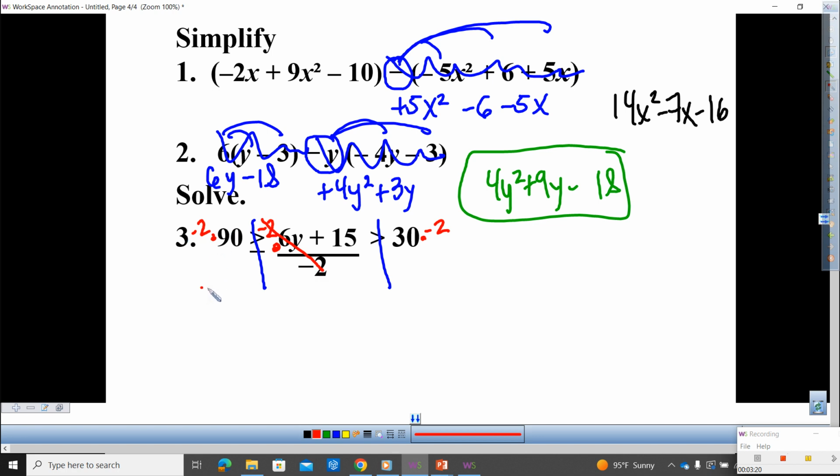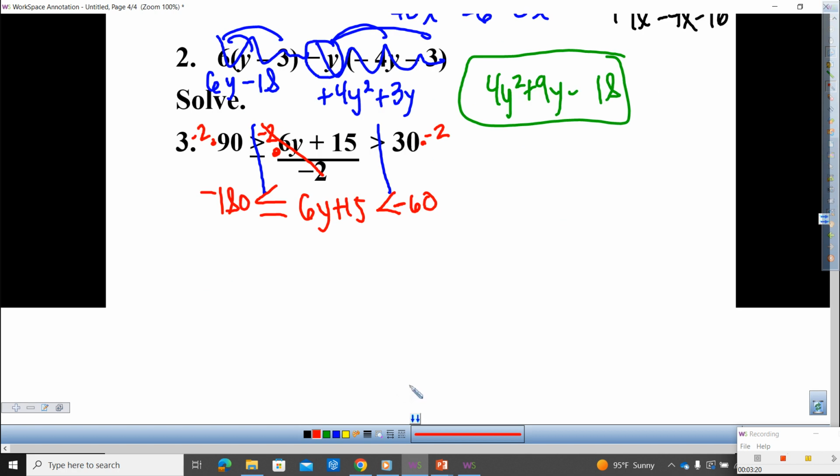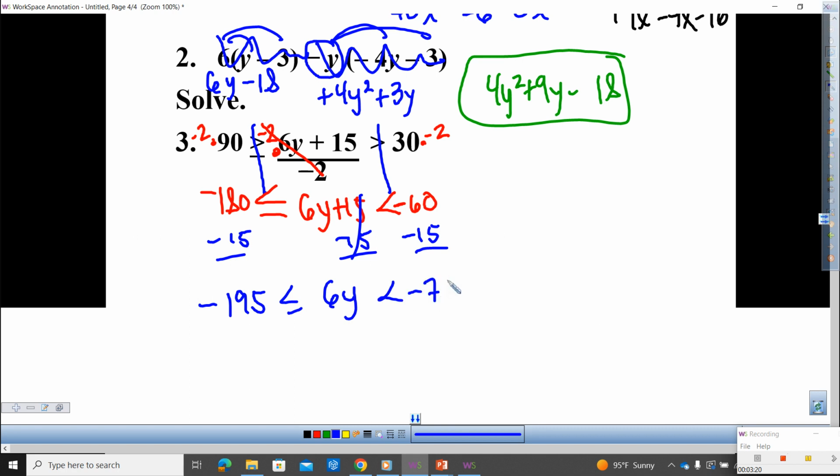So we're left with negative 180 less than or equal to, tell your neighbor why I flipped that, 6y plus 15, less than 60, and it's negative. So far so good, yes? All right, pass someone, Trinity. So then I subtract 15 from all sides, and we're left with negative 195 less than or equal to 6y less than negative 75.